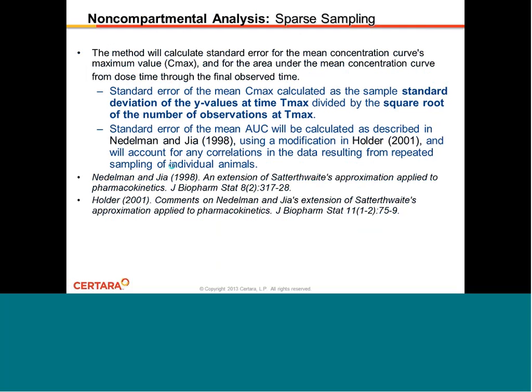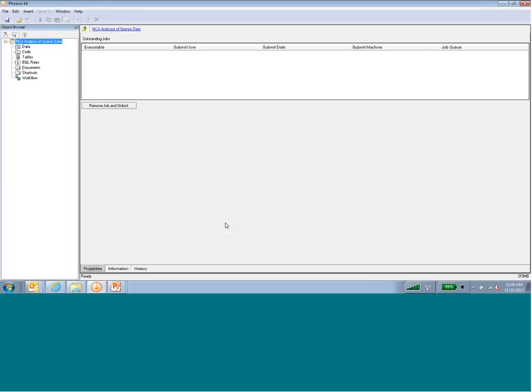And this method gives you the standard error of the Cmax, which is the sample standard deviation of the y values at time Tmax divided by the square root of the number of observations at Tmax. Then the standard error of the mean AUC is calculated by methods described in Nedelman and Jia with the Holder modification, and the references of these methods are applied here. So I will go ahead and set up the sparse NCA.